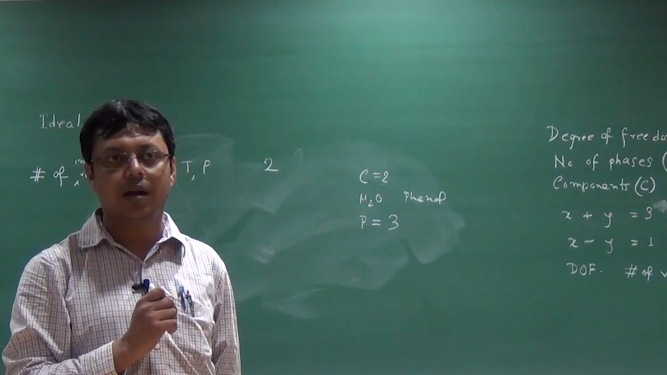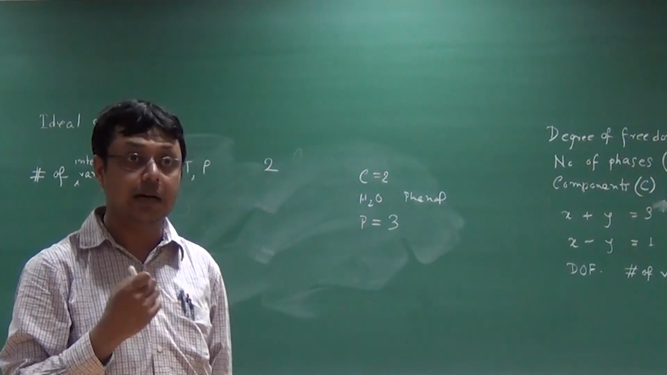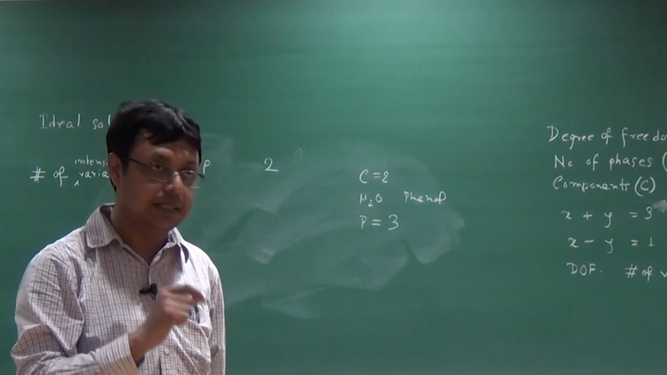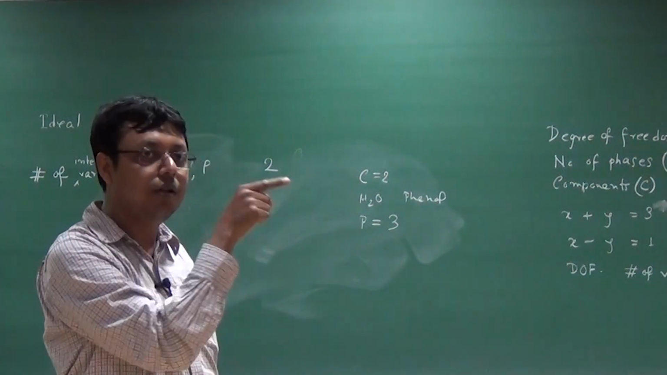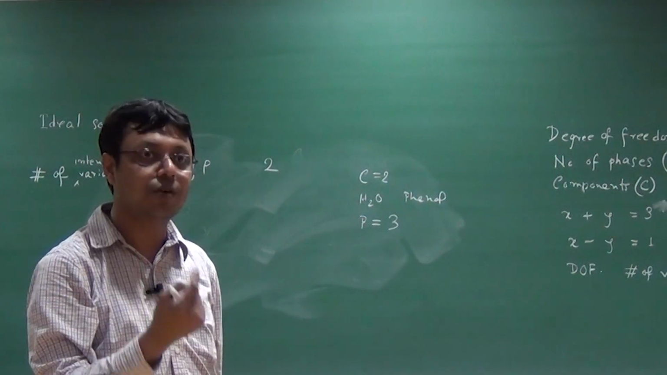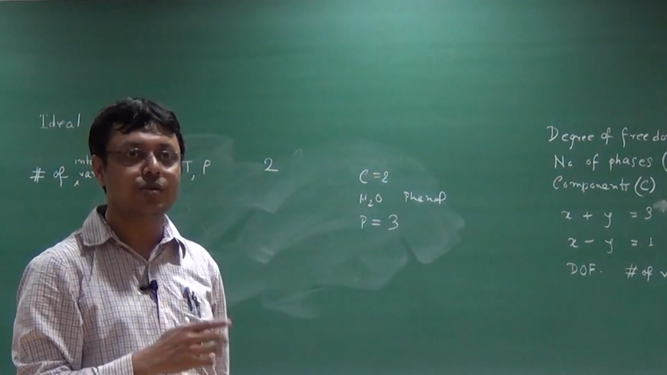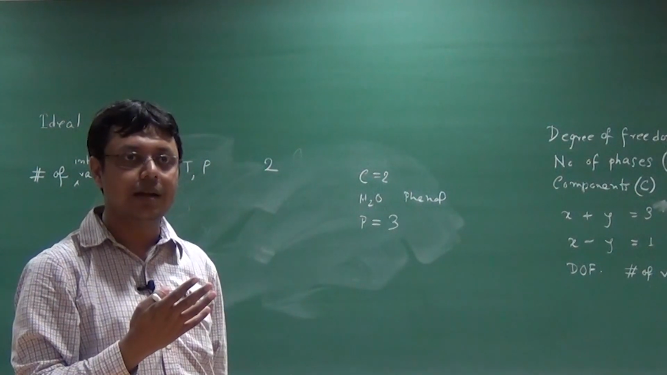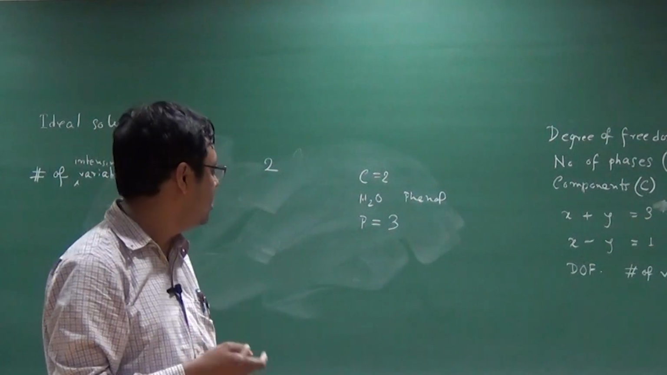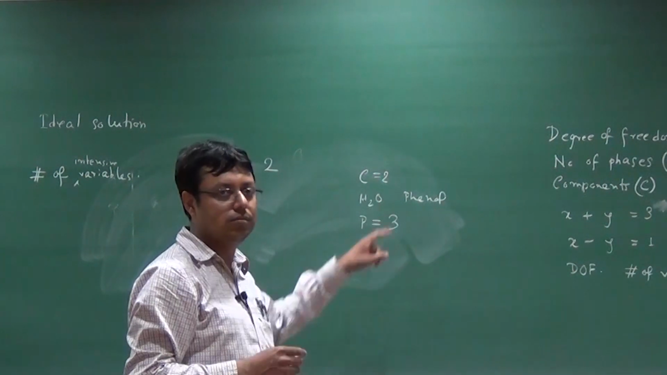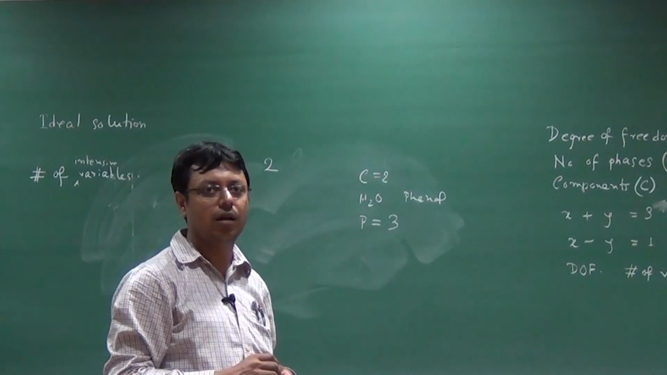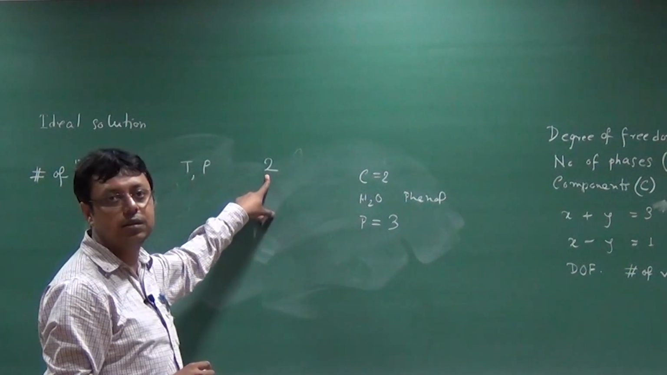Again, I can vary pressure, I can vary temperature, I can vary the composition of phenol in all these 3 phases. I can similarly vary the composition of water in all these 3 phases. So the total number of variables is basically 3 plus 3, which is 6. But this 6 is coming basically from 2 into 3, because I have 2 components and 3 phases. That should now be added with this thing.